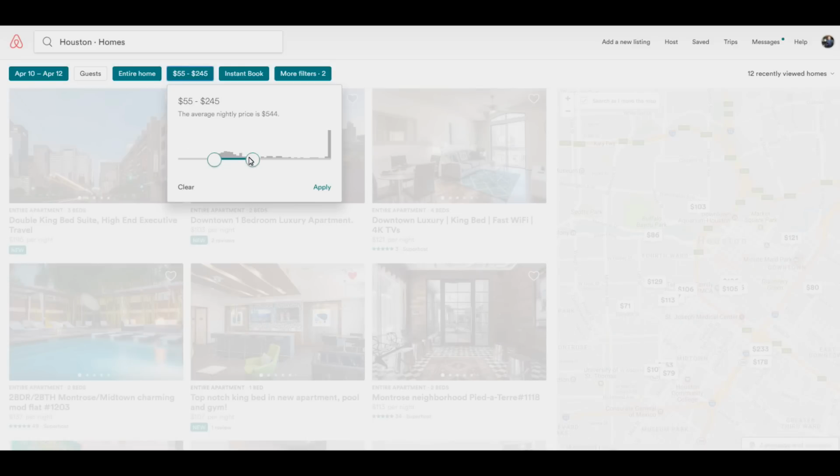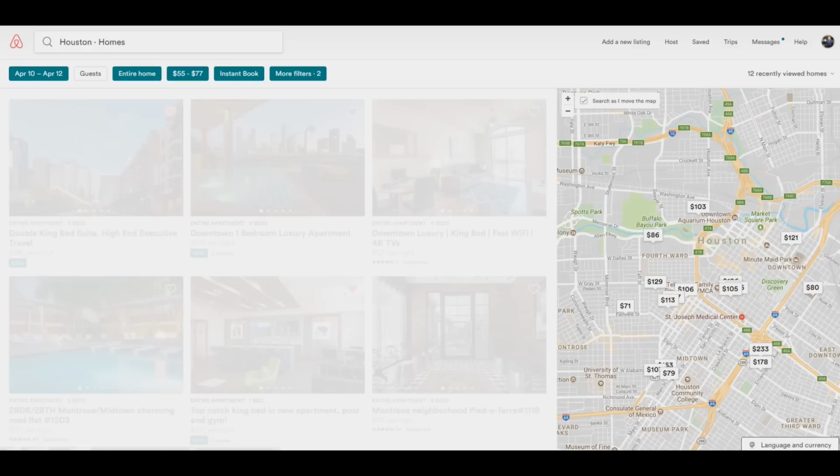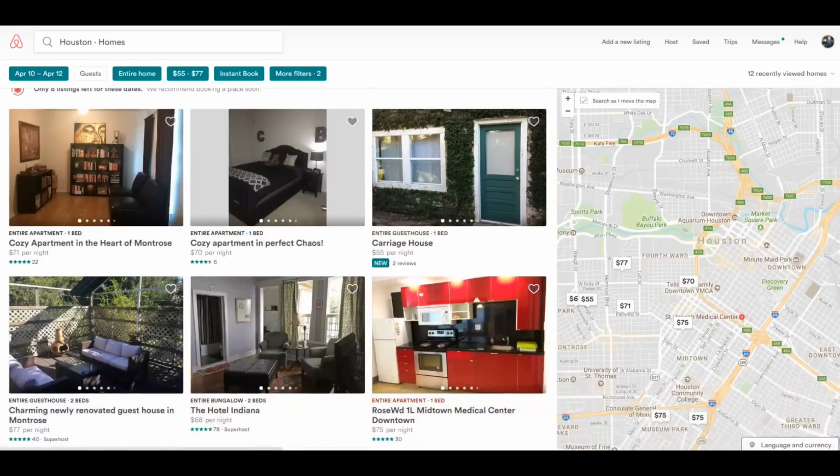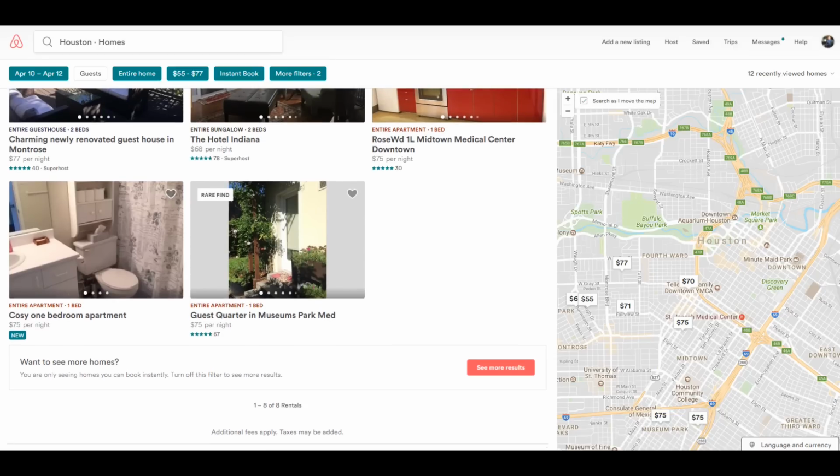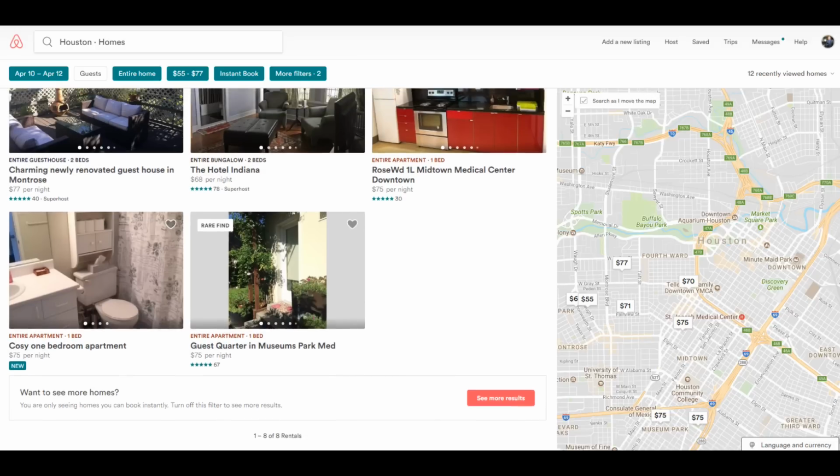you're going to notice that the cluster of prices here are going to be what people charge. So if you want to isolate and find out how many people are charging between $55 and $77 a night, you scroll down and you see that there's 8 rentals at that price point, between 55 and 77 for those 2 nights. And then you can take a look at what they look like.